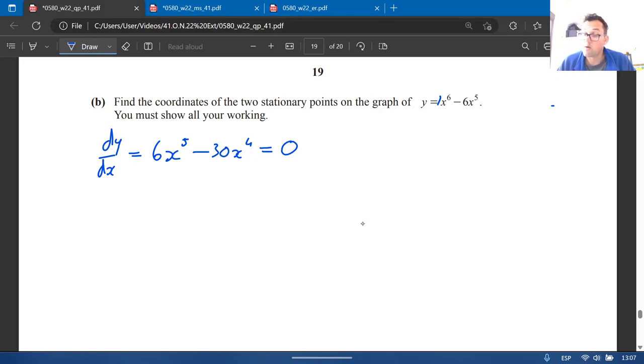Right, what now? Well, we need to get rid of some of those x's, and for that we can factorize. So what do they have in common? They have a common factor of 6 and a common factor of x to the power of 4. If we take that out, we're left here with an x, and 6 times 5 is 30. All right, did you get that? Did you get it?